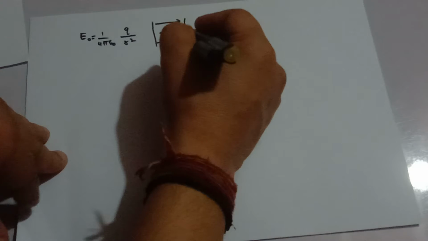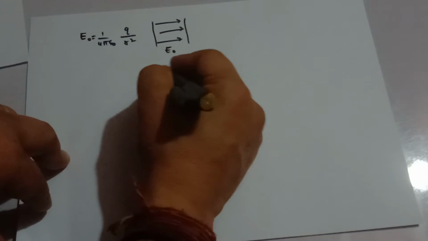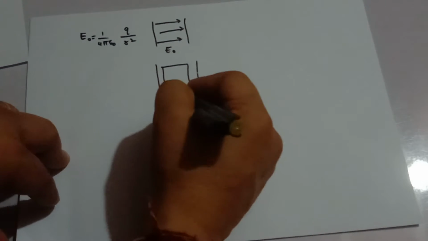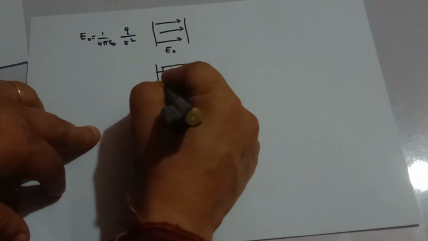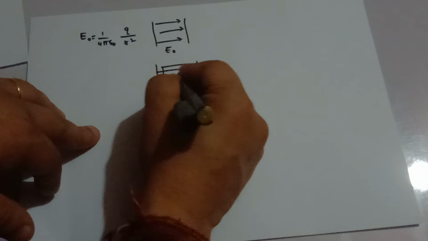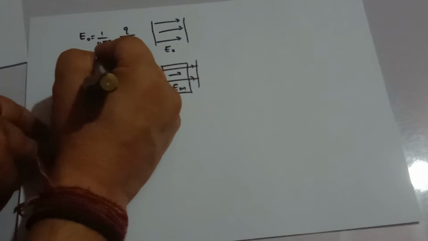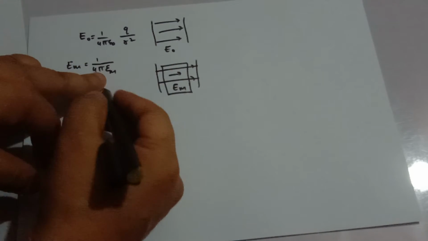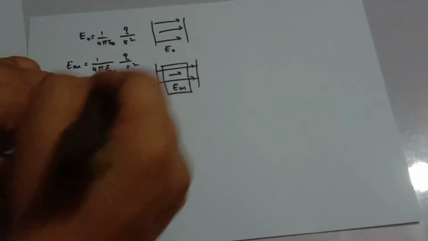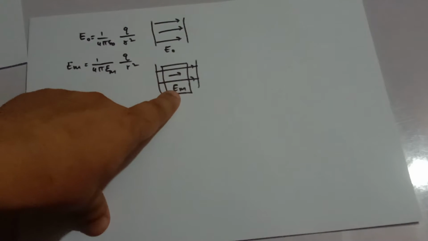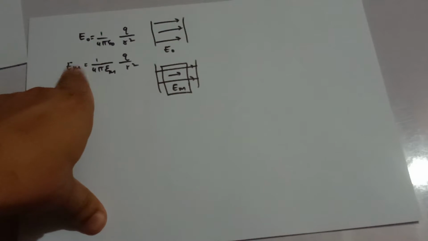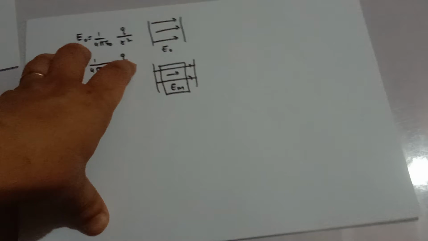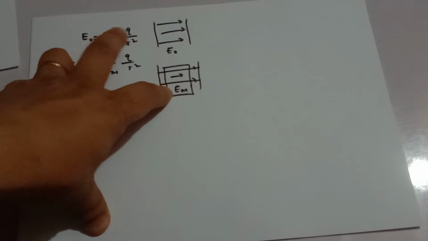Okay, and suppose now I have put a particular medium, and when the electric field is passing through that medium, it has an electric field inside it, and that is the electric field due to the medium. So the electric field due to the medium is 1 upon 4 pi epsilon naught becomes epsilon m, and that is also Q by R square. Because here the medium is different, the electric field experienced by that medium would be different from the electric field experienced by a vacuum.